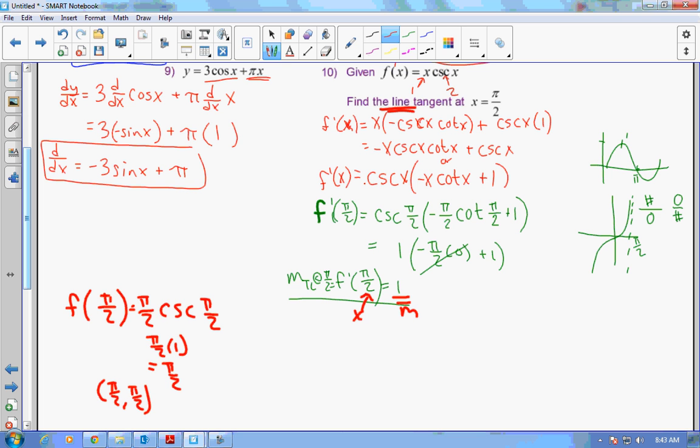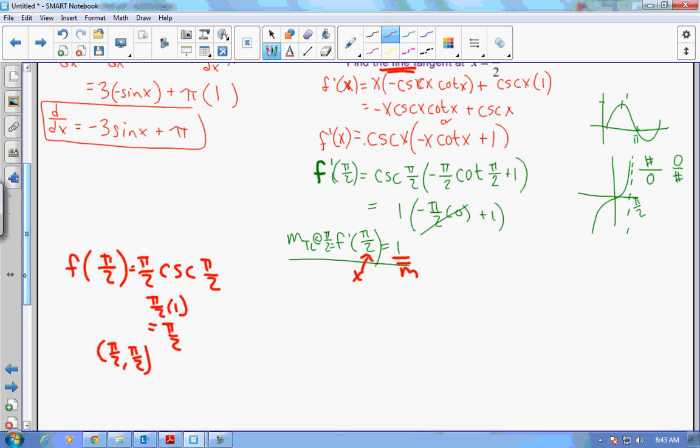Okay? So I'm going to let you find the equation now. Here's our point. Here is our slope. Remember y minus y1 equals m times x minus x1. That's why we touched that at the beginning of the year, because we use this all the time. Got it?